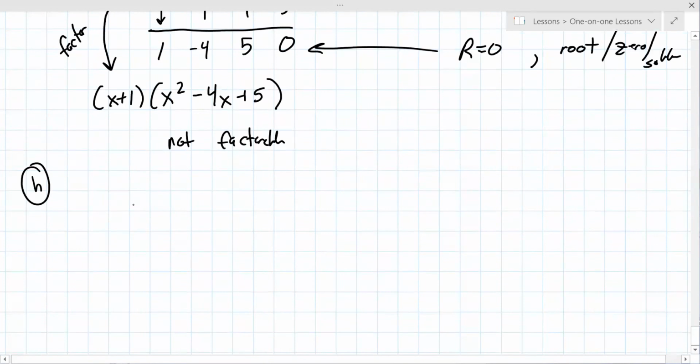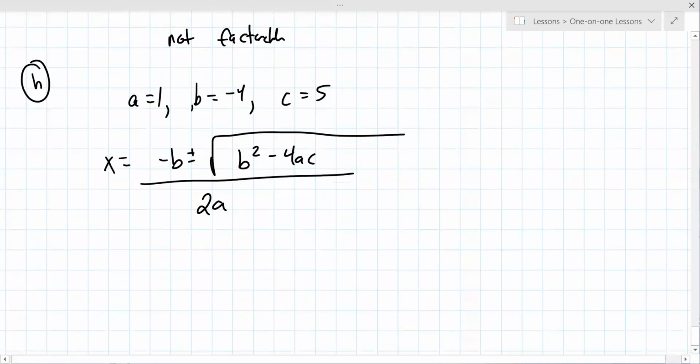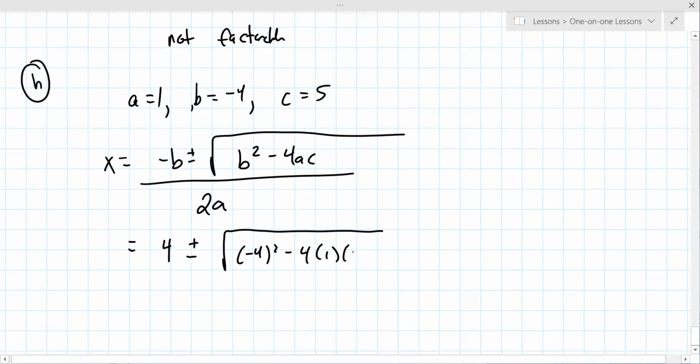Do it. So we've got a equals 1. That's from here. B equals -4 and C equals 5. As a reminder, I'll write out the quadratic formula here. Okay, so we've got the numbers here. -b is 4, plus or minus the square root of b squared minus 4 times 1 times 5, all over 2 times 1. So the inside part, here's the main one that most people mess up. It ends up being -4.